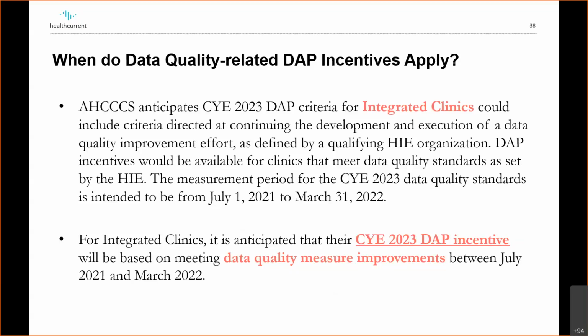So we have to work with you in advance to understand what your data looks like this July, and work with you through the balance of the year to make sure you're hitting the improvements that the community and the Health Current Board are approving, and that you've met those improvements by March of next year. So for integrated clinics, it's anticipated that the CYE 2023 DAP incentive will be based on those data quality measures between July of this year and March of next year. Next slide.